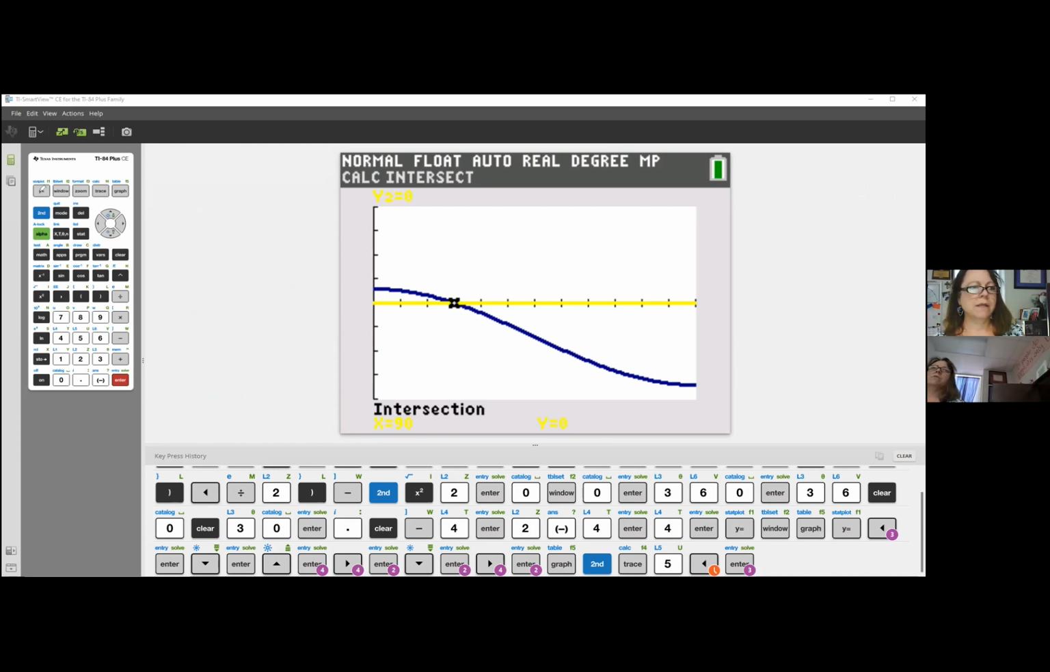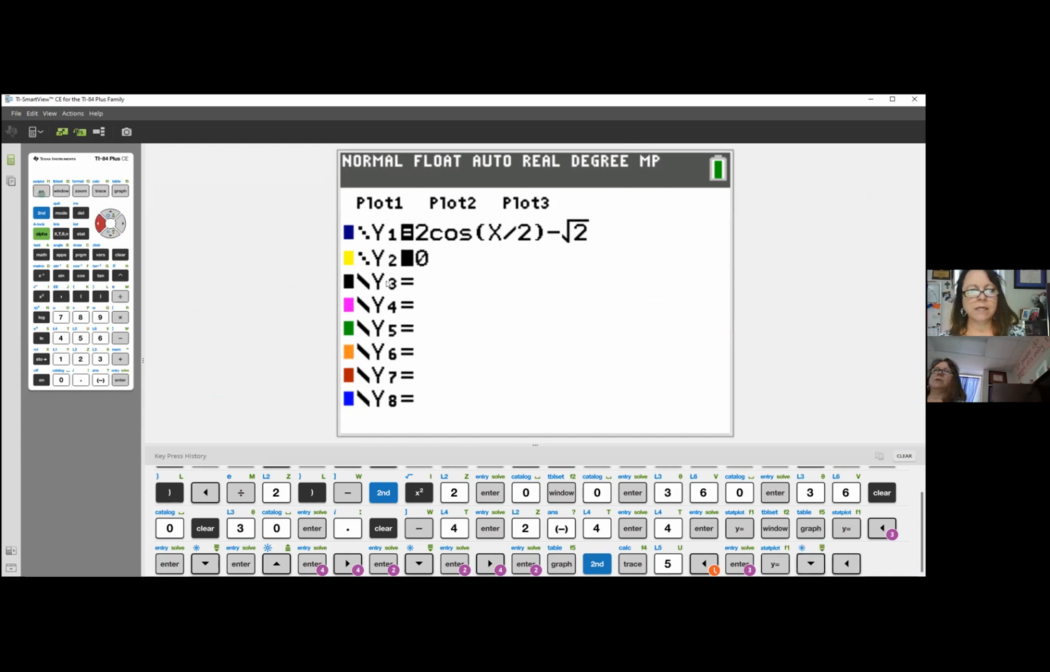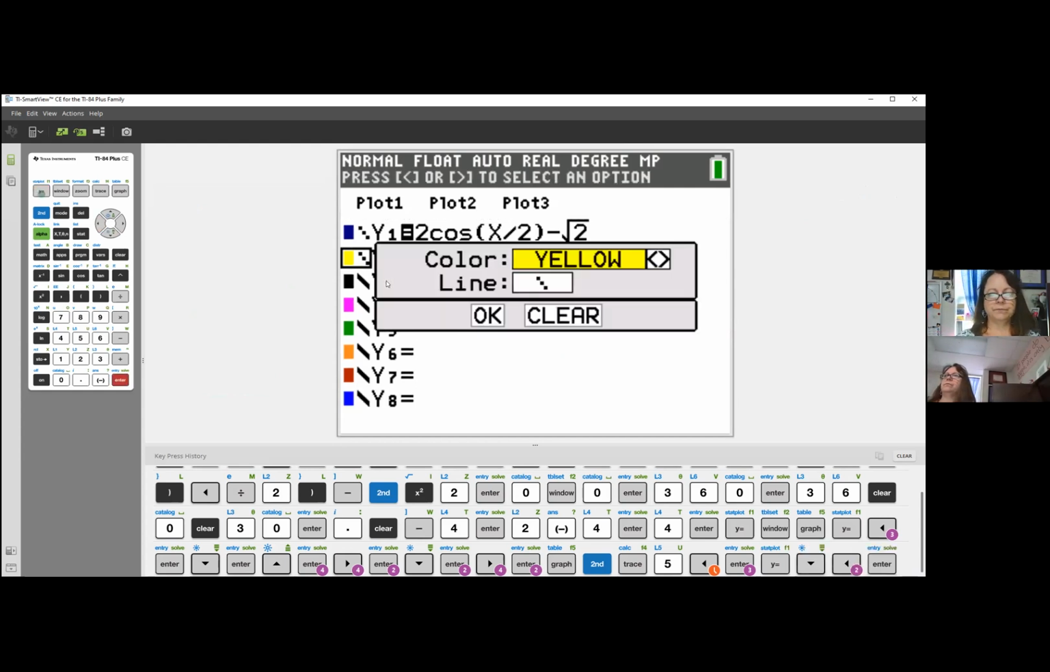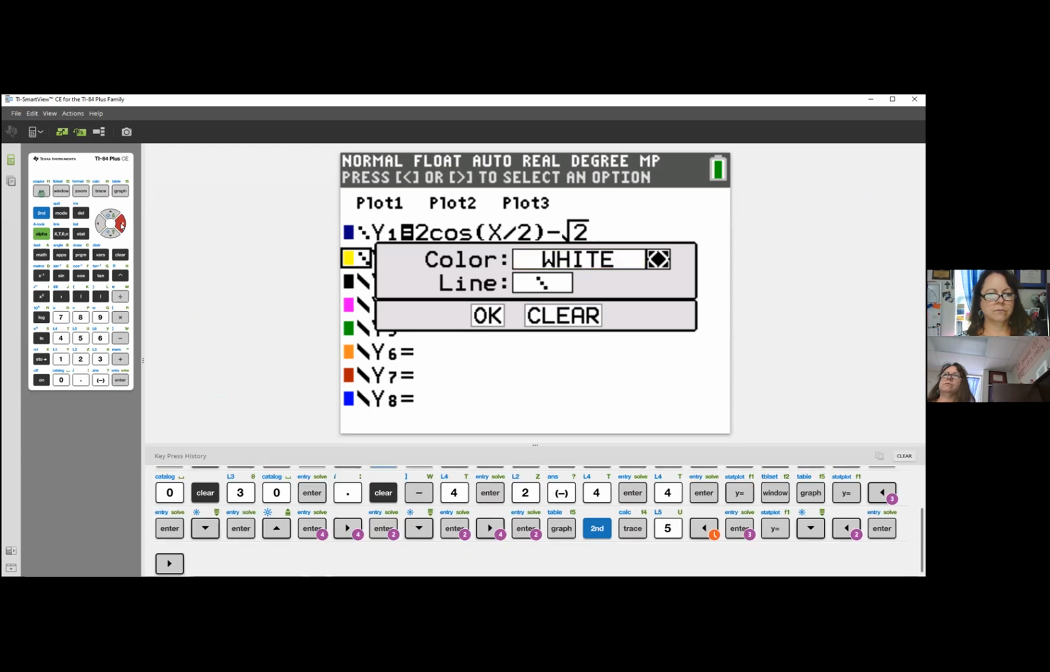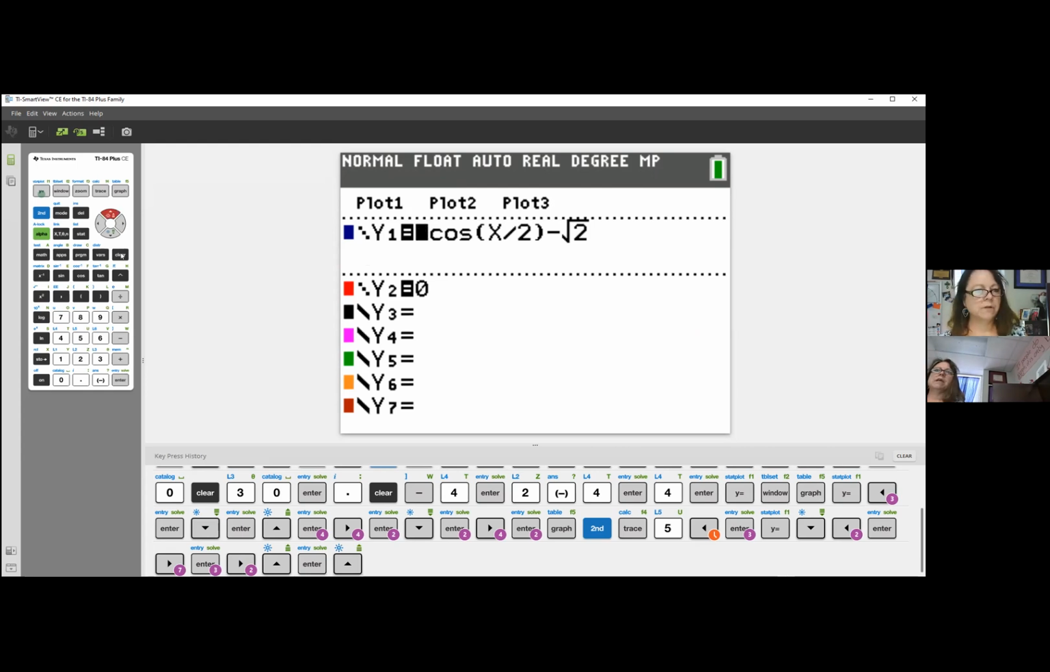And go back to my y equals. Y equals, and I also don't like that second one on yellow. Okay, now my next example, clear that line.